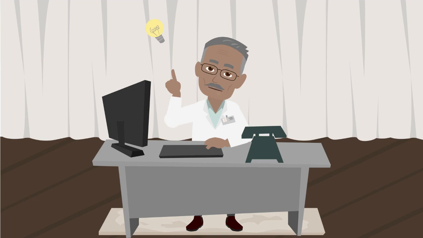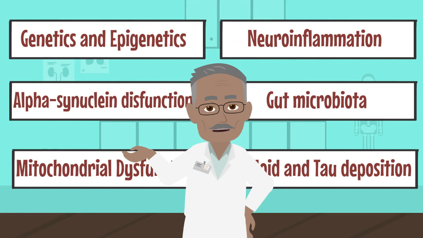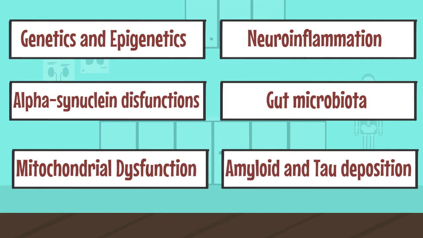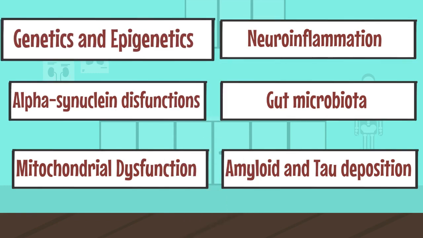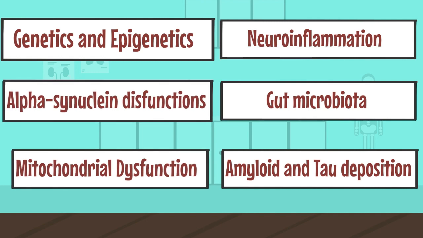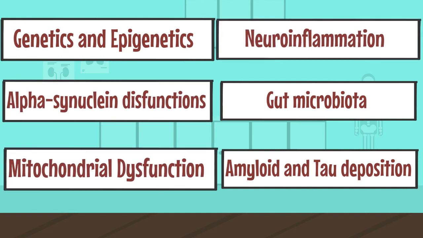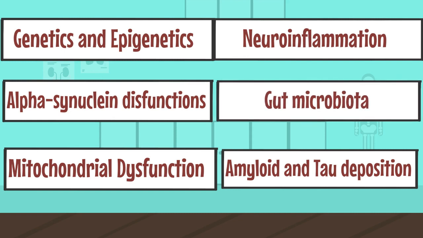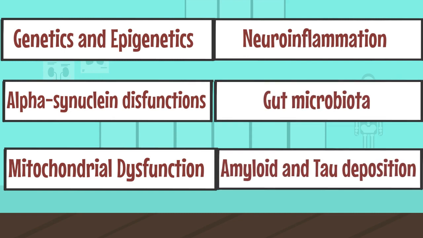More than that, another discussion is whether Parkinson's should be called a disease or a syndrome, as we have already seen. A multitude of mechanisms could underlie the final clinical expression of the complex disorder that is Parkinson's disease. This list shows some of the mechanisms and pathophysiological basis that might be involved in the expression of clinical signs, including genetics and epigenetics, alpha-synuclein dysfunctions, mitochondrial dysfunction, neuroinflammation, gut microbiota, amyloid and tau deposition.